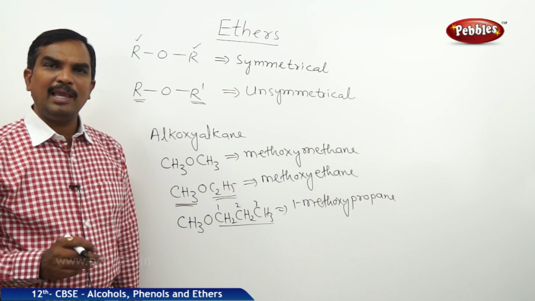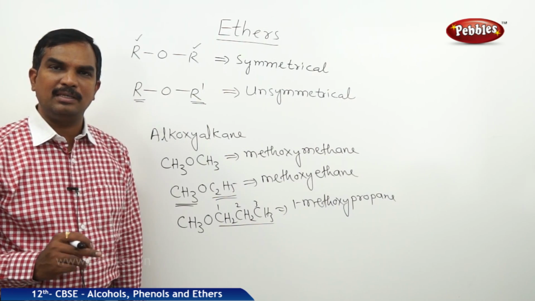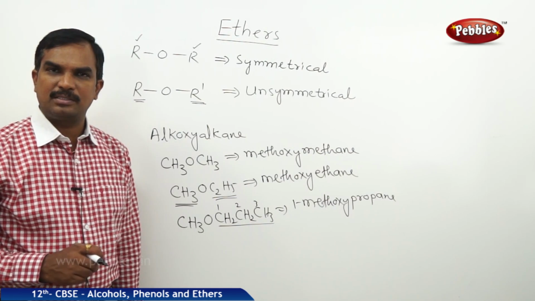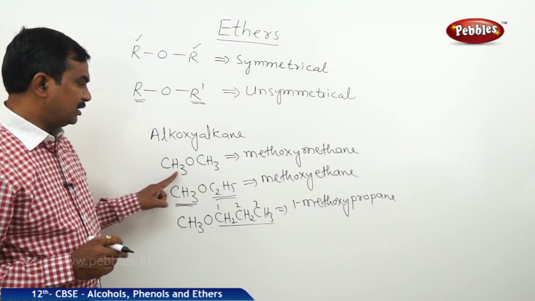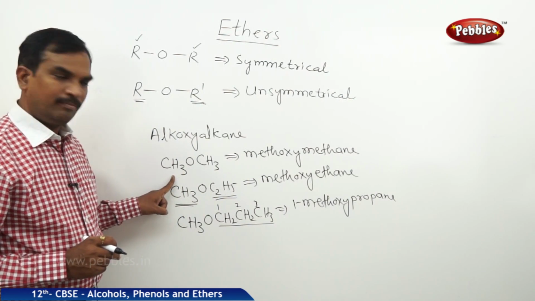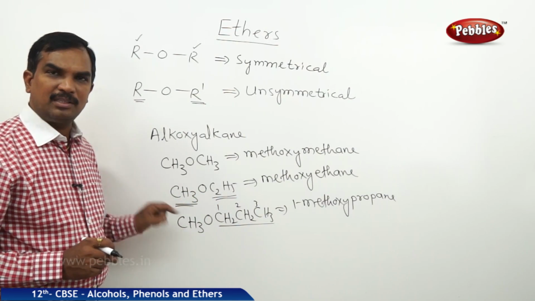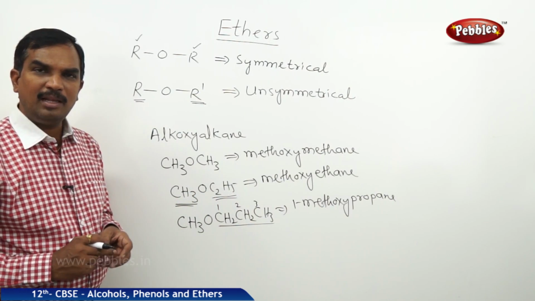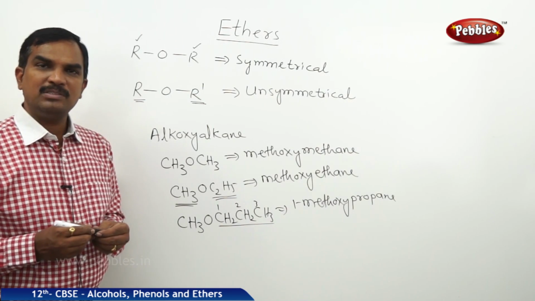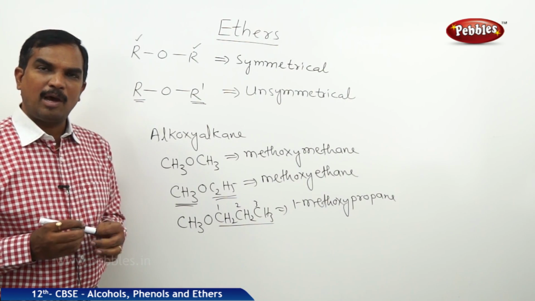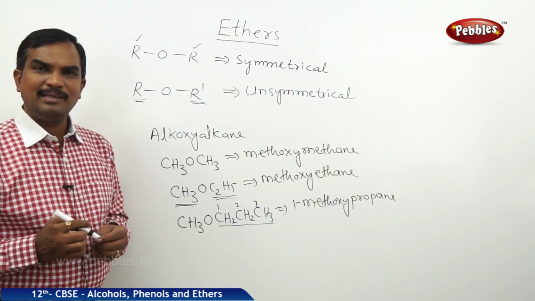According to the common system, generally they are called dialkyl ethers, otherwise alkyl alkyl ethers in the case of unsymmetrical ethers. If you take for example, this is dimethyl ether, this is ethyl methyl ether. So likewise, we can give their corresponding names both in common nomenclature as well as the IUPAC system.